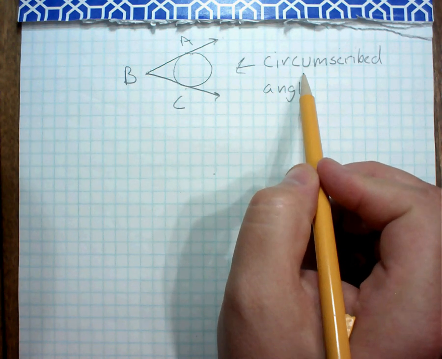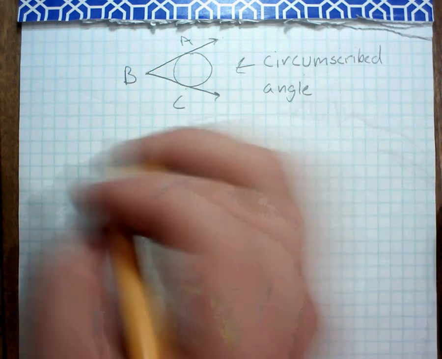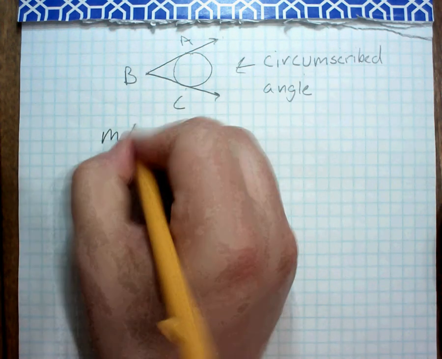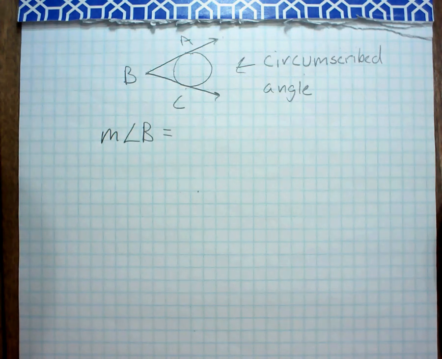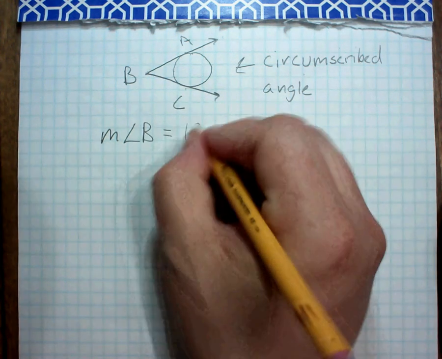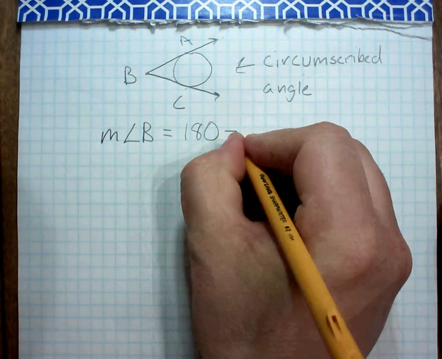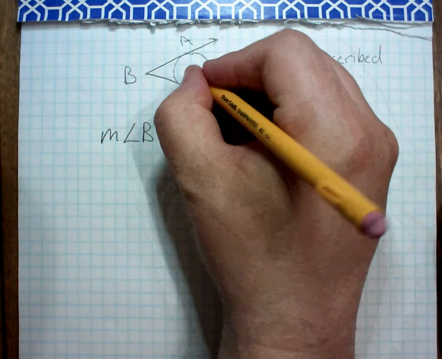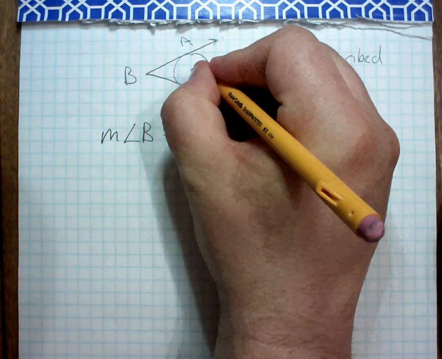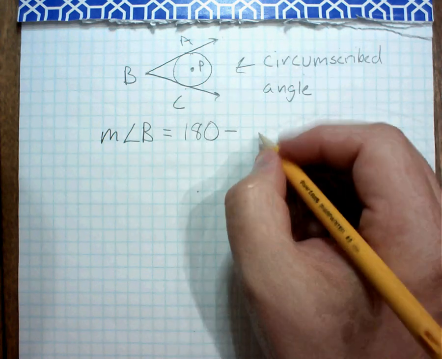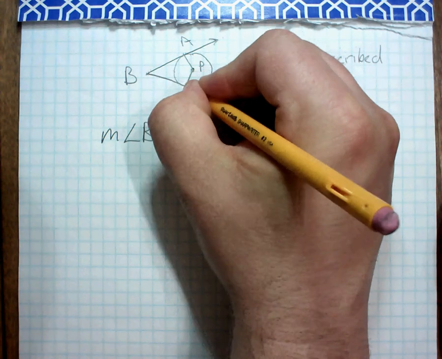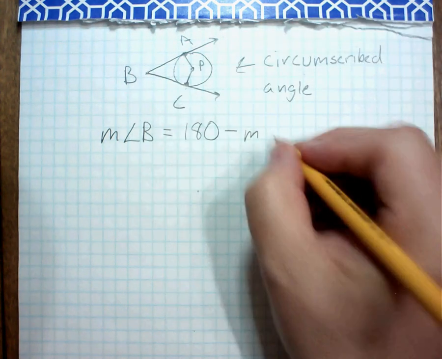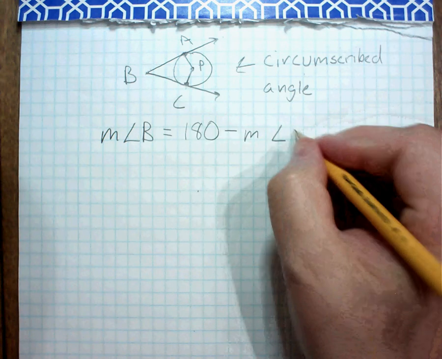Now there's a theorem behind this, and basically the theorem is this: the measure of angle B is equal to 180 degrees minus, and I'm going to put a little point right here, and we'll call this the center of the circle P, minus the measure of angle APC.